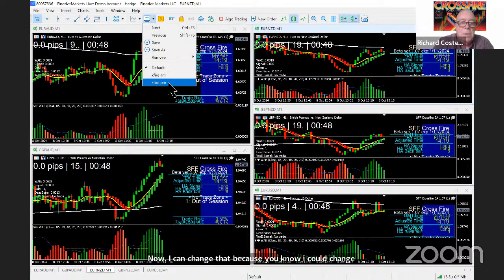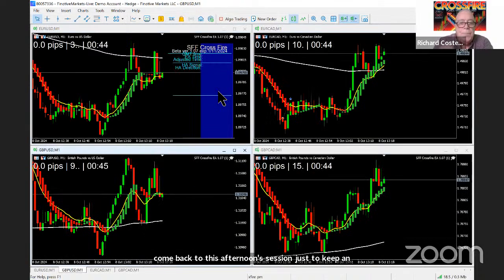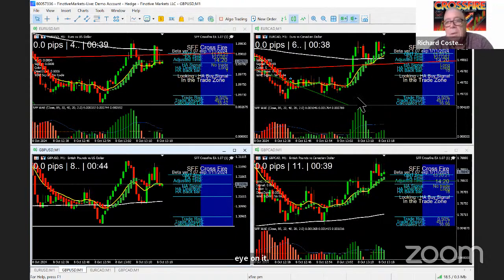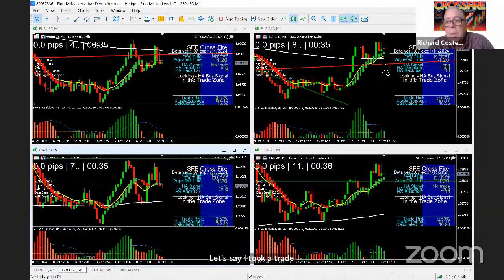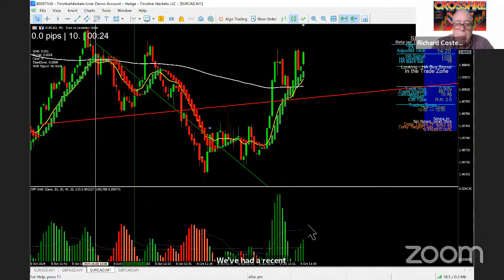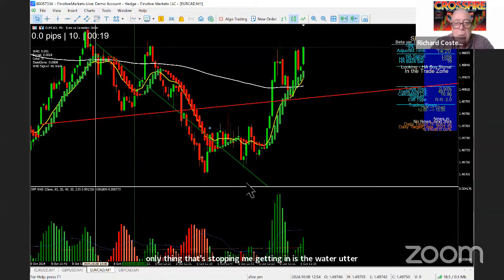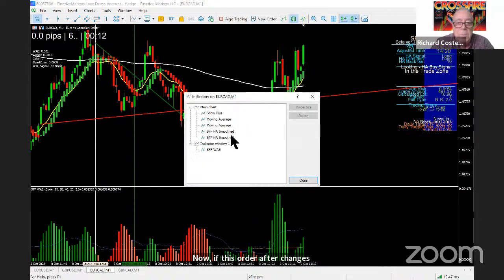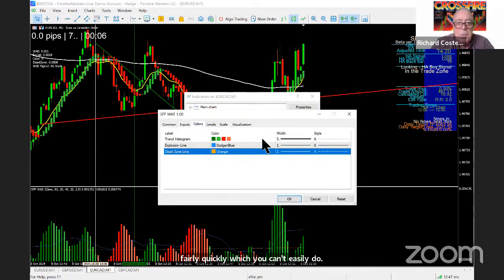Come back to this afternoon session just to keep an eye on them. Let's say I took a trade here. It's above the green, so I'm looking for a buy. We've had a recent wave change. We've had a recent MA crossover change. The only thing that's stopping me getting in is the Wada Atta. Now, if this Wada Atta changes, if it changes fairly quickly, which it can easily do, it's going to make these white, so you can see.